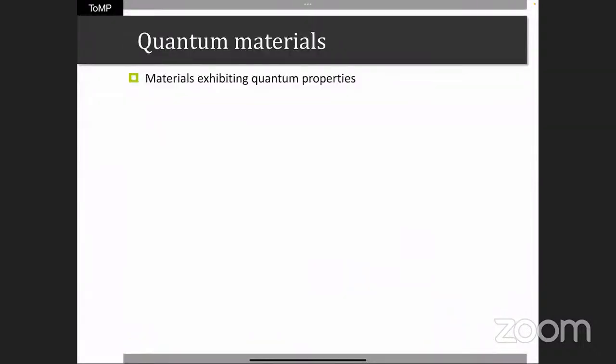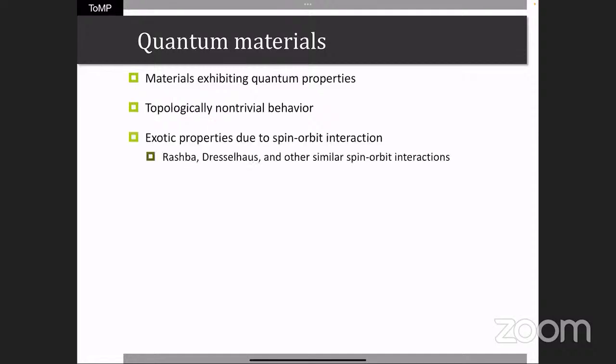So let's start with quantum materials. Of course, essentially every material exhibits some kind of quantum property, so it's a quantum material. But by the word quantum material, we typically mean some topologically non-trivial feature or some interesting spin orbit interaction that may include Rashba, Dresselhaus, or other similar kind of chiral spin orbit interaction.